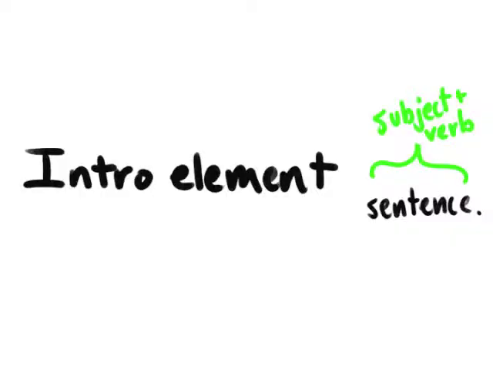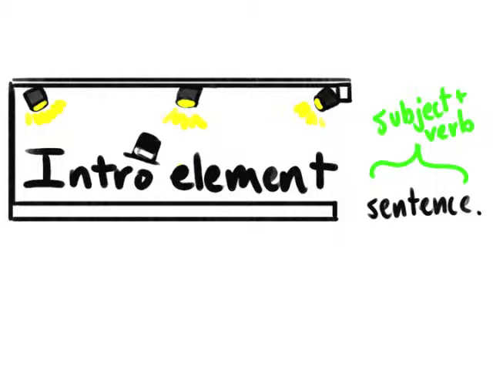So, let's say an introductory element is like an opening act to the main show. It spices up your sentences a little bit and makes it a little bit more interesting. It gets a little hype going before we get to the main part of the sentence. And it can contain really important information like when, where, how, why, under what conditions. The possibilities are endless. So, we know that introductory elements can be pretty important.